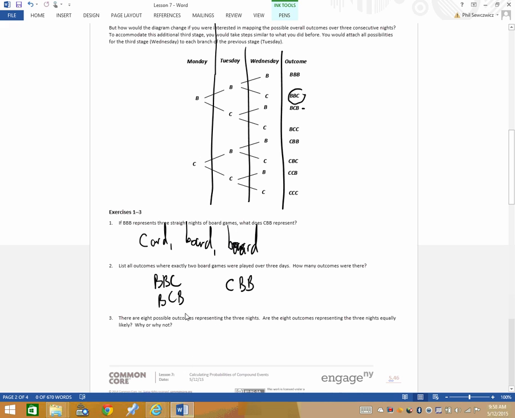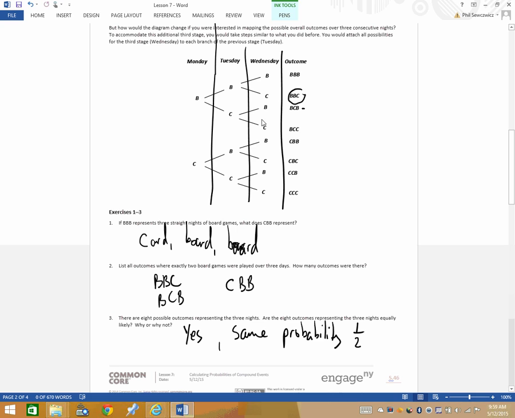It says there are 8 possible outcomes representing the 3 nights, and there are your 8 of them right there. Are the 8 outcomes representing the 3 nights equally likely? Why or why not? Well, yes, they are equally likely. Why? Because how many choices were there? There were 2 choices, which means they all had the same probability. Everything we are looking at had the probability of 1/2 because we could have board game or card game. Everything's a half there.